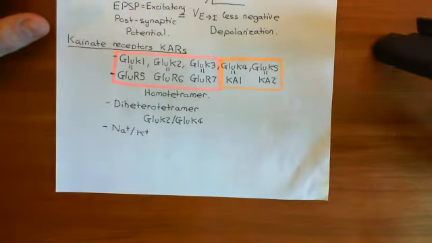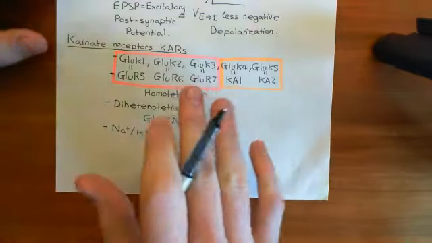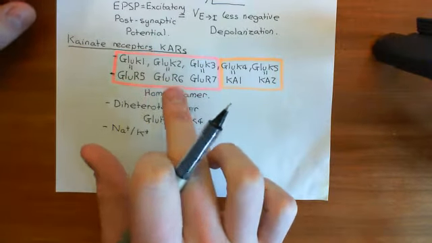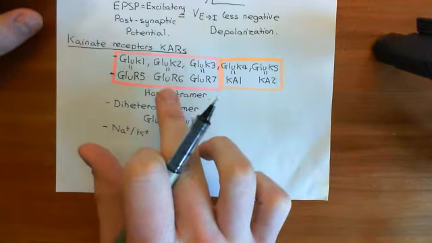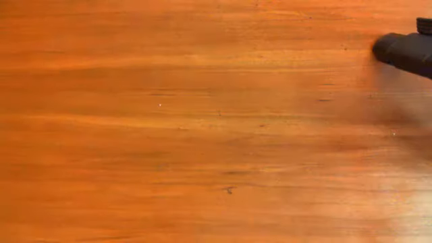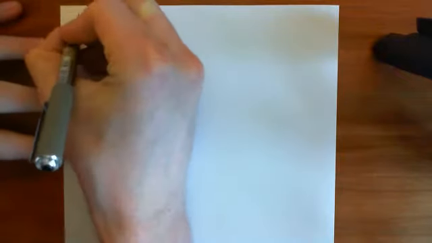NMDA receptors not only require glutamate to open, but they also require a depolarization, and the depolarization is going to be produced by the kainate and the AMPA receptors. So we're now going to turn our attention to the NMDA receptors, which are either the most interesting or the most difficult, depending on how you see it. Right, so NMDA receptors then.